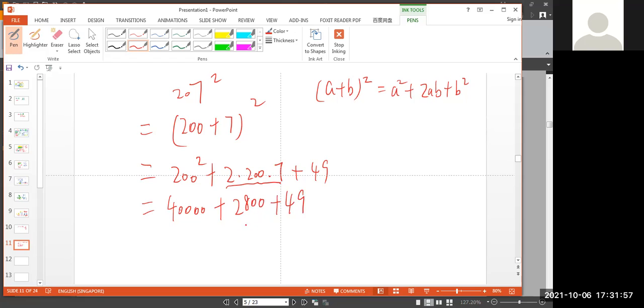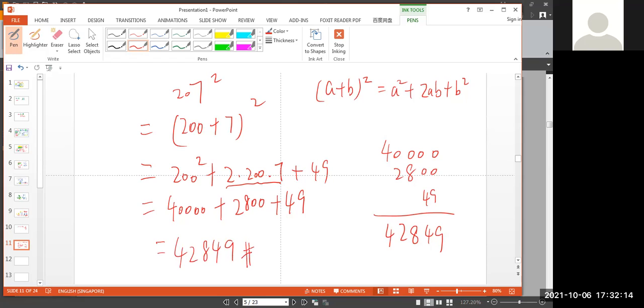So if you look at this, I think this question is easier to do than the multiplication just now. So this is 49, this is 8, this is 2, this is 4. So the answer is 42849. Isn't this easier?